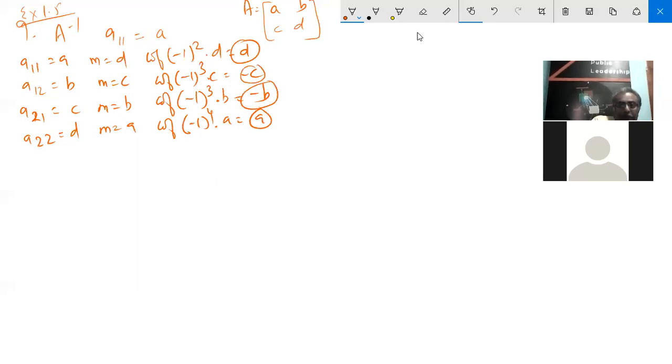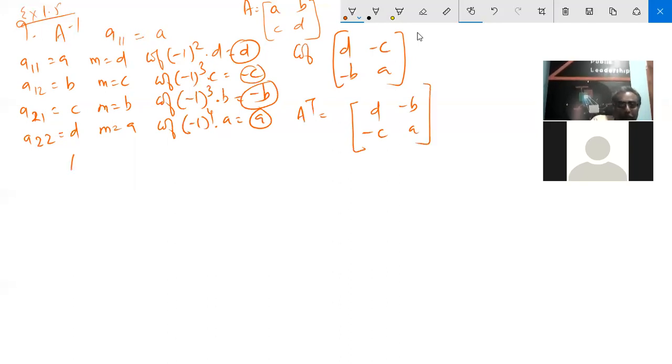So this becomes D, minus C, minus B, A. This is the cofactor matrix. Adjoint matrix will become D, minus C, minus B, A. Okay.